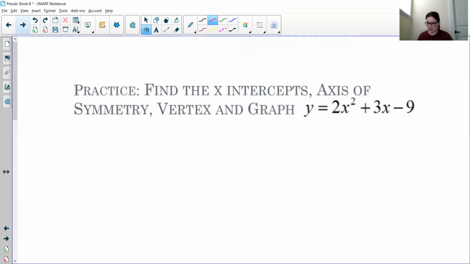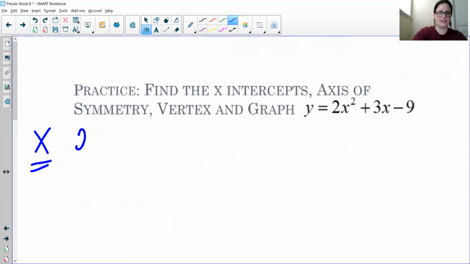So I want you to pause the video here and try using Xavier's method to sketch this graph. Find the x-intercepts, find the axis of symmetry, find the vertex, and graph it. Welcome back. So the first thing you're going to do is find the x-intercepts.